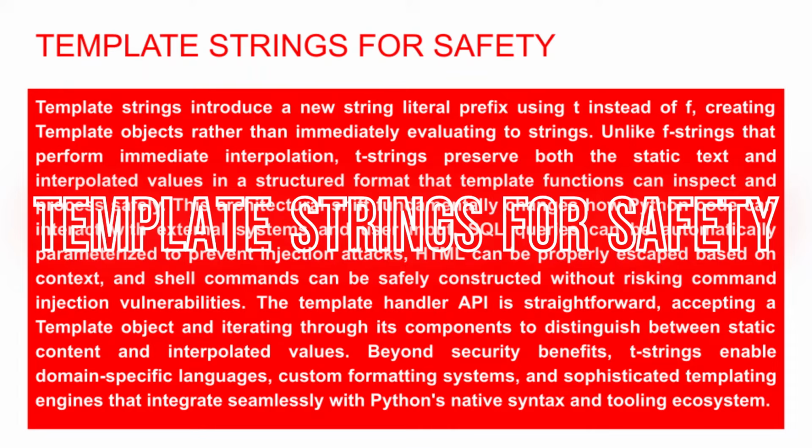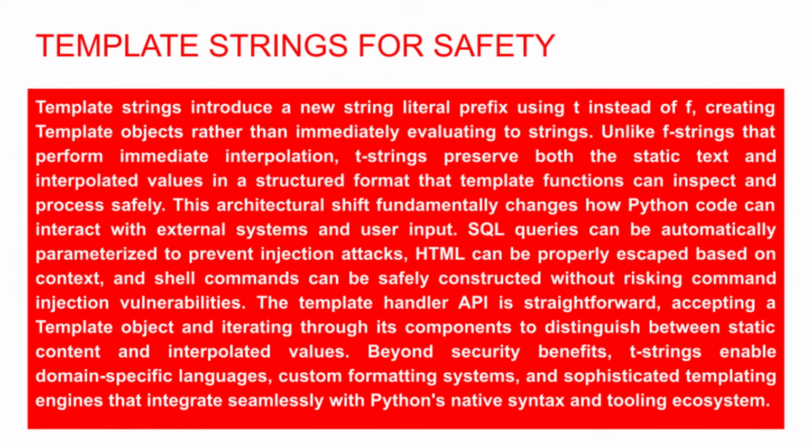Let's talk about security and a feature that's going to change how we build web applications. Template strings, or T strings as they're called, are here. These look like F strings, but instead of an F prefix, you use a T. The magic is that T strings don't immediately evaluate to a string. They evaluate to a special template object that contains both the static parts and the interpolated values. Why does this matter? Because now you can write template functions that have access to the structure of your string before it becomes a string.